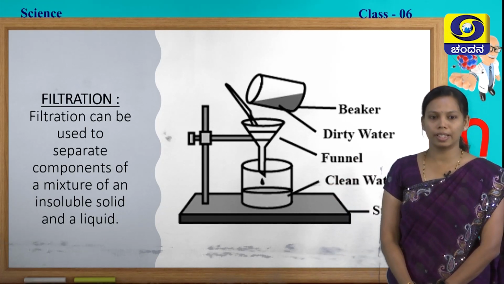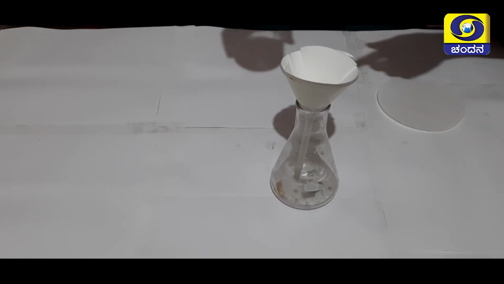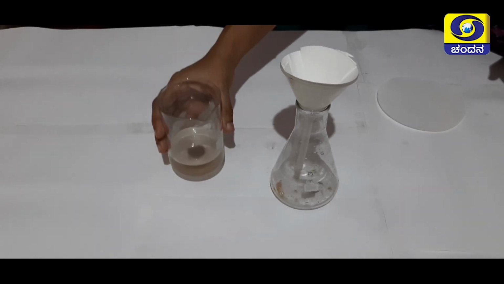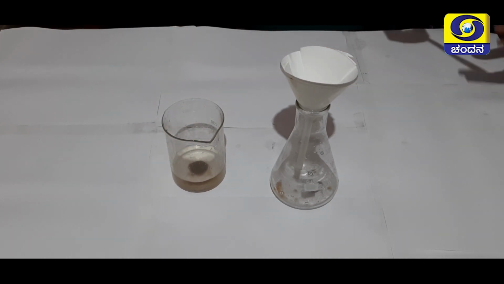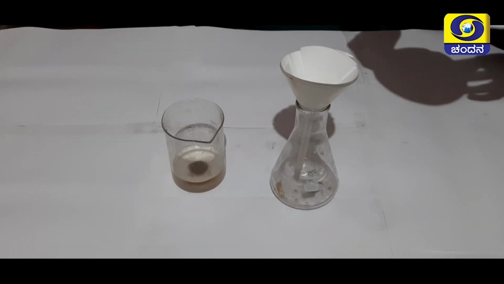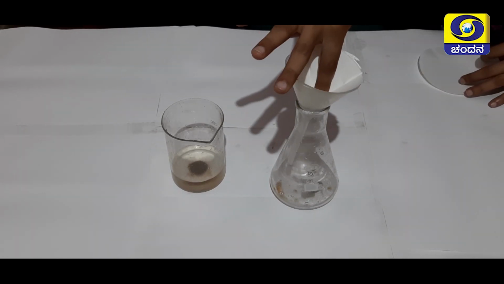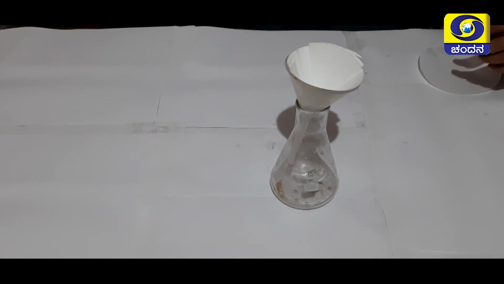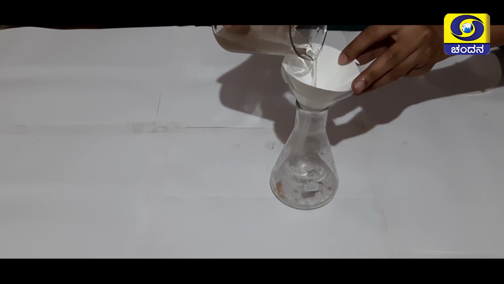To understand this better, we shall watch a video. After decantation, the water is still not completely pure. For that, we need to filter the decanted water. For filtration, we take filter paper, fold it like a cone, and keep it on the funnel. Now, slowly pour the decanted water onto the funnel.